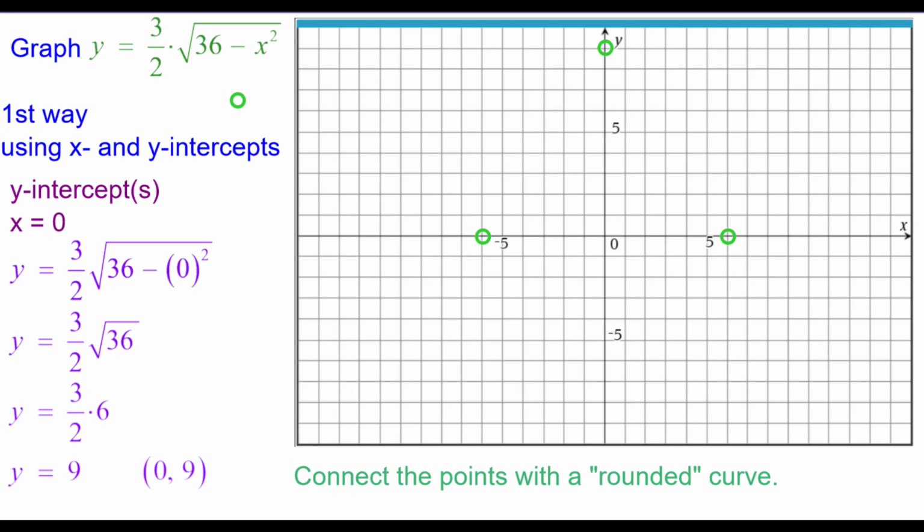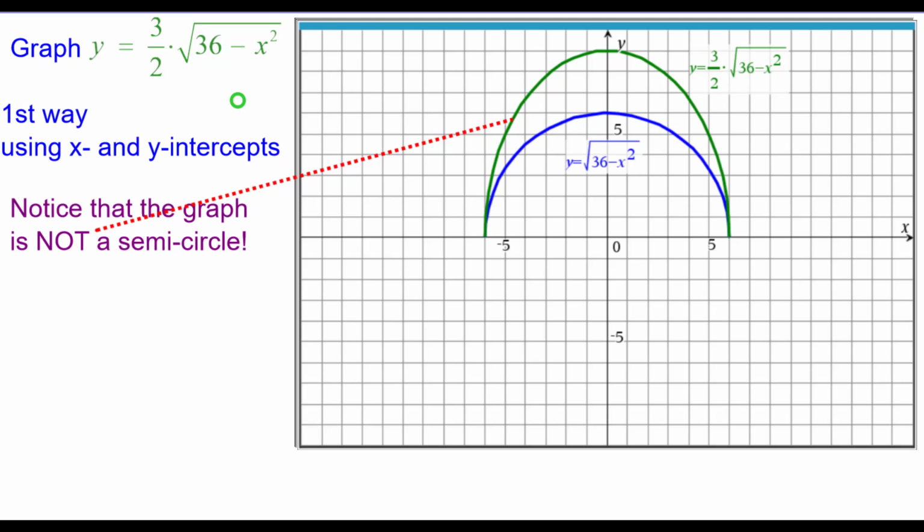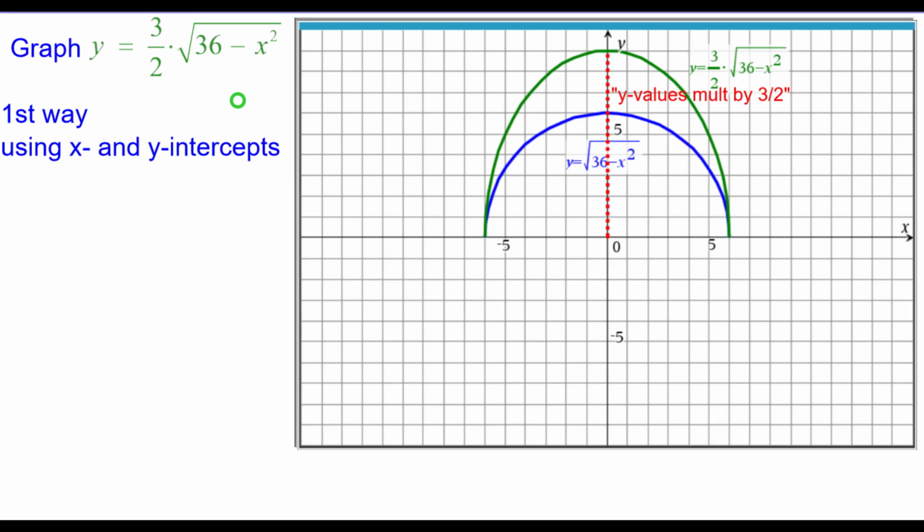We need to connect these points with a rounded curve, because normally this is a semicircle. Notice it is not a semicircle, but comparing it to the parent graph, you can see that the y values in blue are multiplied by 1.5 to get the y values in green on all points.